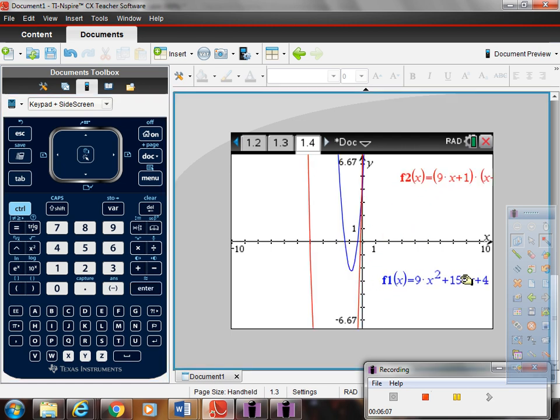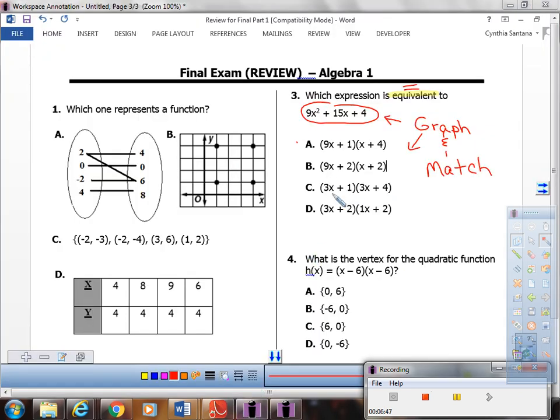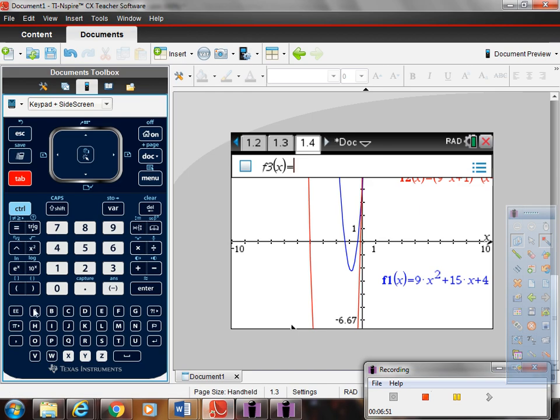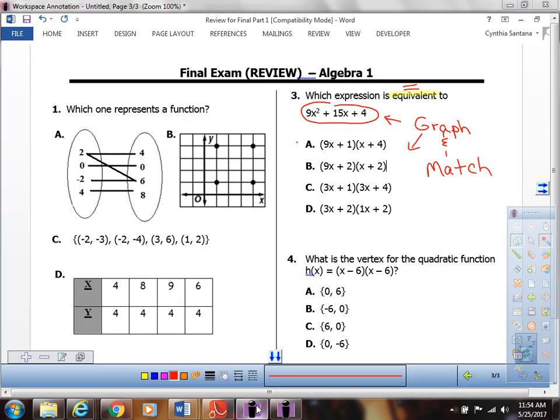Has anybody found it yet? Has anybody tried B? Try B. Not B? It's C? Okay, so let's check. I'm going to go ahead and type this one in, kind of save us some time. So this one was 3x plus 1, and then 3x plus 4. Press enter, there you go. Yes, the same exact graph. So that means they are equivalent. Okay, so the correct answer is C.